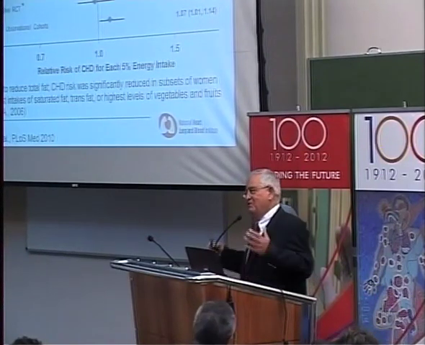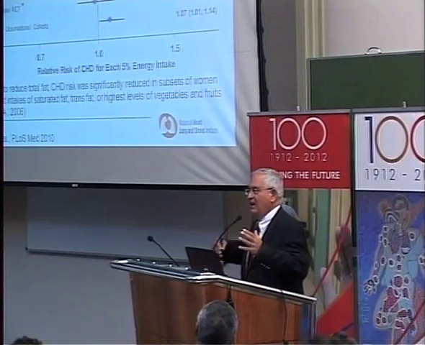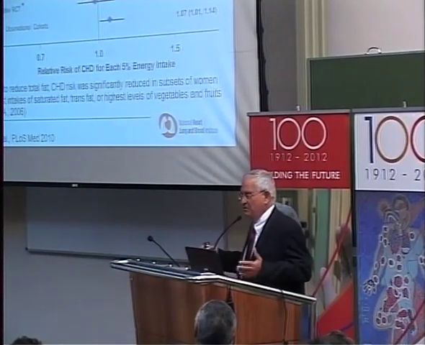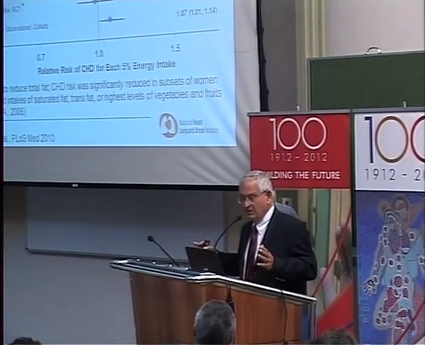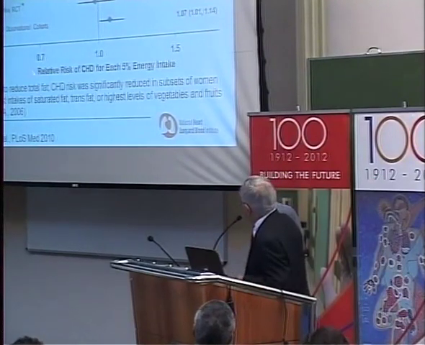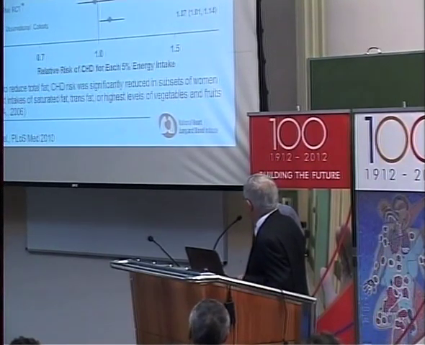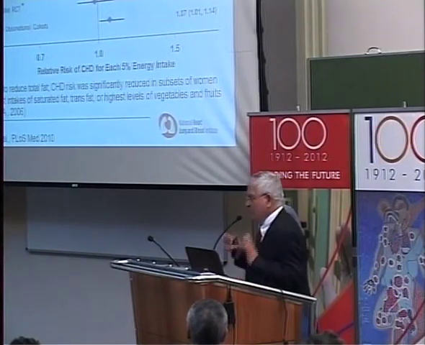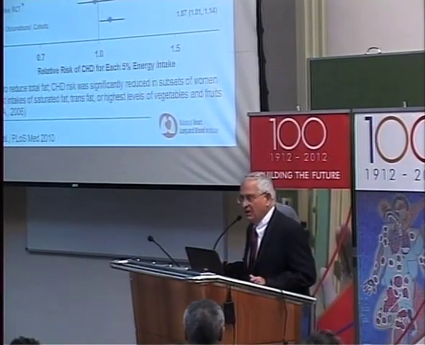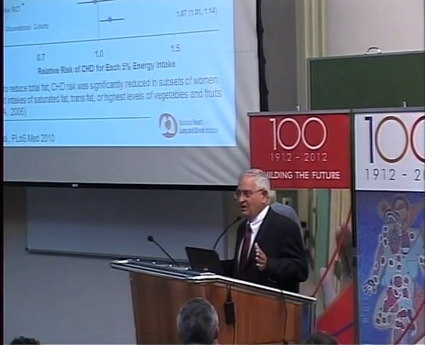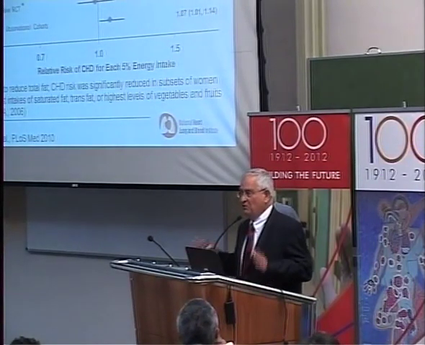It was a trial of reducing total fats and increasing carbohydrates to see if it would reduce breast cancer. It didn't quite reduce breast cancer risk, but got very close. So the WHI trial was to reduce total fat. CHD risk was actually significantly reduced in the subsets of women who achieved the lowest rates of saturated fat and trans fats, and the highest levels of vegetables and fruits. So it's perfectly consistent with the dietary guidelines. If we wanted to design a trial for the dietary hypothesis, it would have been a different trial.